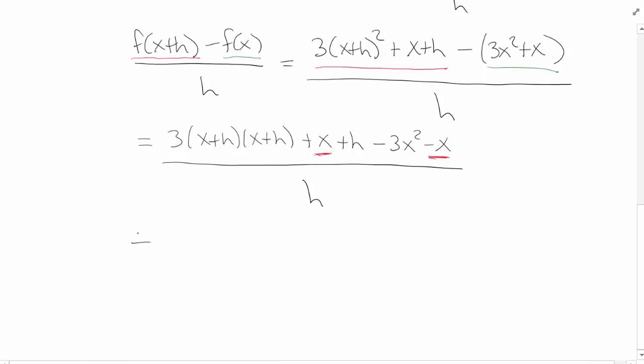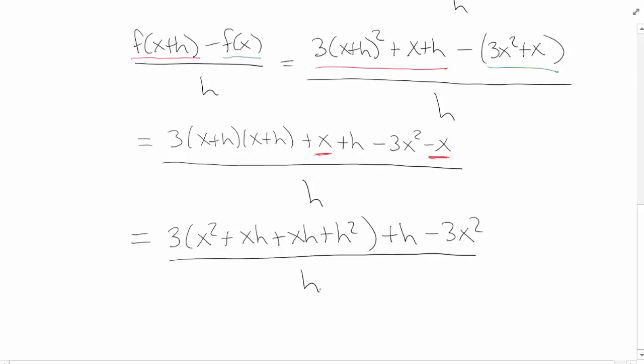Foiling out the x plus h times the x plus h, I get 3 times x squared plus xh plus xh plus h squared. Plus x is gone again. Plus h minus 3x squared, all divided by h. So in here, there's 2 of those. This is 3 times the quantity x squared plus 2xh plus h squared plus h minus 3x squared, all divided by h.